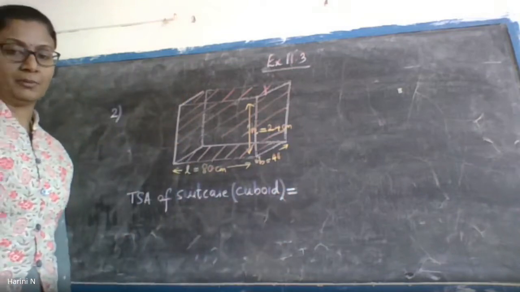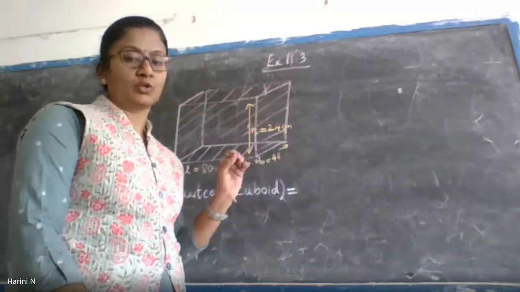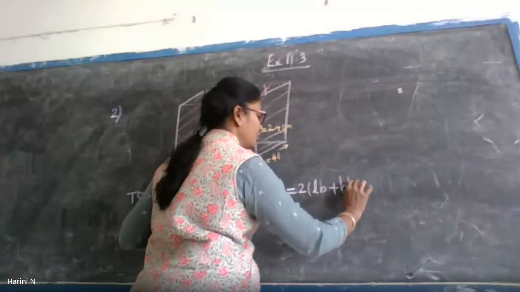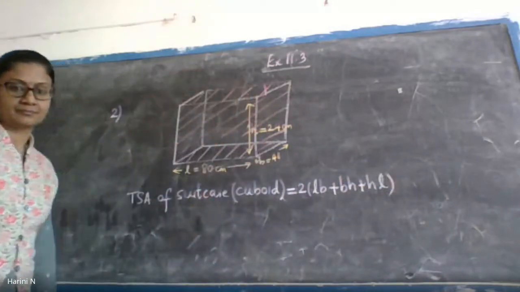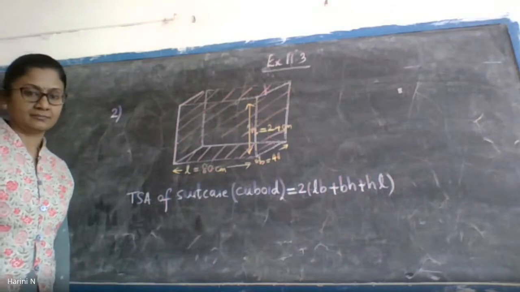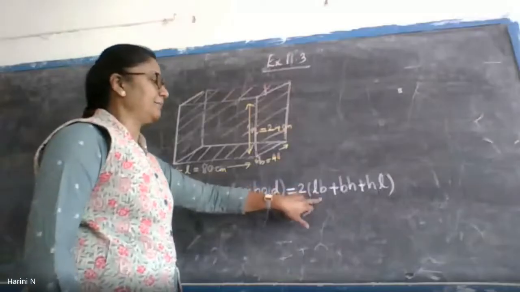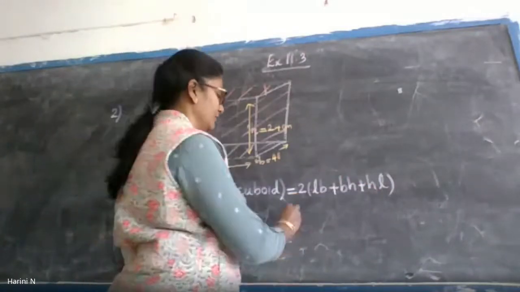Now go back to the formula page and find out what is the total surface area of a cuboid. Ma'am, we have written it down in the formula. 2 times LB plus BH plus HL. Correct? Yes or no? Yes, ma'am. 2 times LB plus BH plus HL. So substitute L, B and H in this formula.